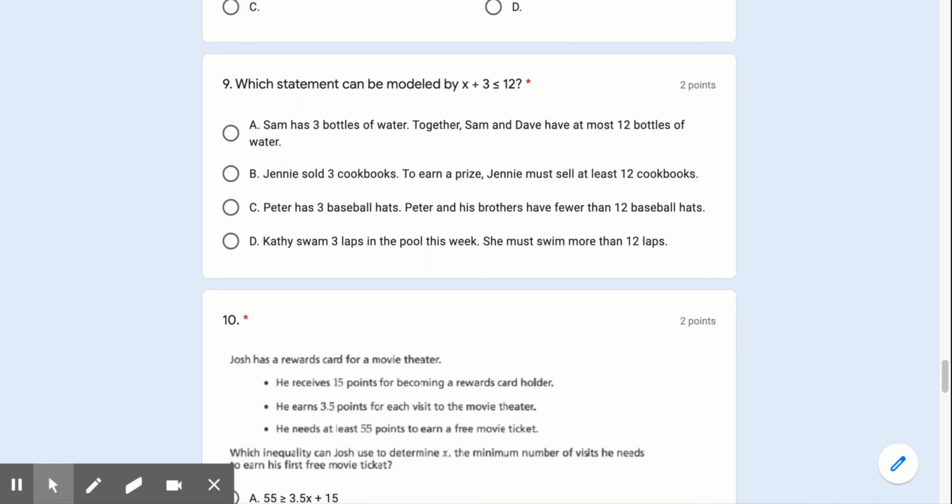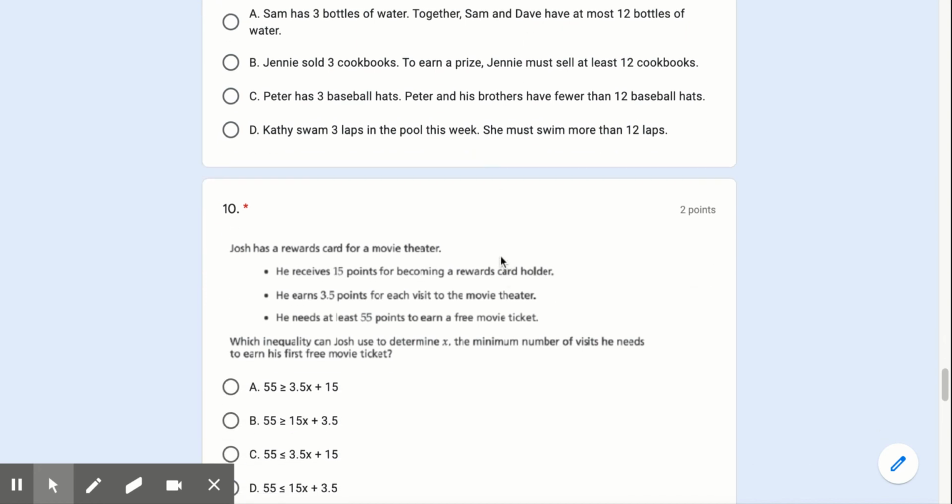Which statement can be modeled by X plus 3 is less than or equal to 12? A, Sam has 3 bottles of water. Together, Sam and Dave have at most 12 bottles of water. B, Jenny sold 3 cookbooks. To earn a prize, Jenny must sell at least 12 cookbooks. C, Peter has 3 baseball hats. Peter and his brothers have fewer than 12 baseball hats. D, Kathy swam 3 laps in the pool this week. She must swim more than 12 laps. So which one makes the most sense for X plus 3 is less than or equal to 12?